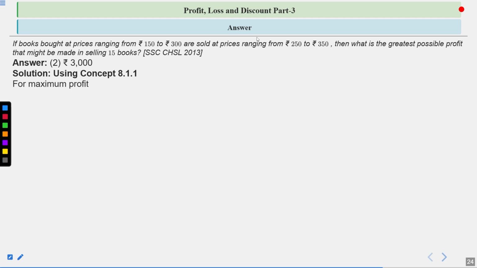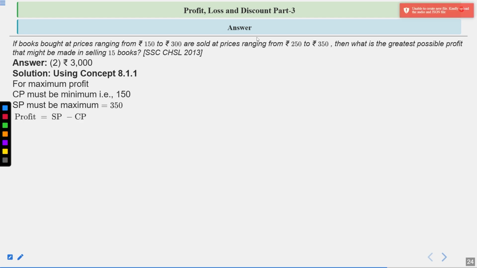So for maximum profit, we can say that the CP must be minimum, that is 150 rupees. In the same way, the selling price must be maximum, which is 350 rupees according to the question. So the profit will become selling price minus cost price, we know that. So 350 rupees minus 150 rupees, so profit becomes 200 rupees per book.